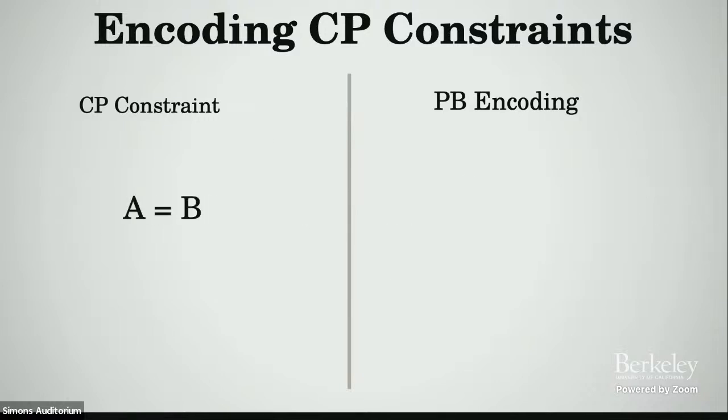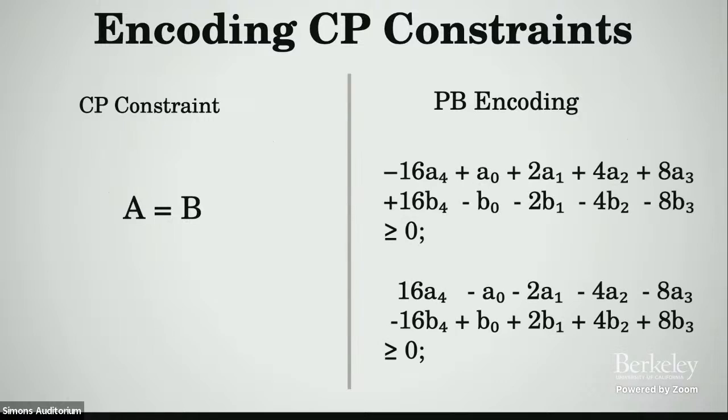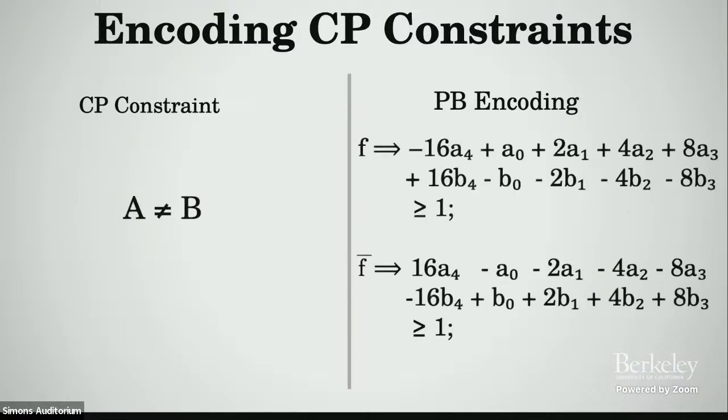We have an equality constraint. We can do this as 2 inequalities, again, pseudo-Boolean. And if we have not equal, we can use the reification. One of these auxiliary variables we introduce, f or not f, must be true. And this is just saying a is greater than b or a is strictly less than b. And again, that's a not equals constraint.